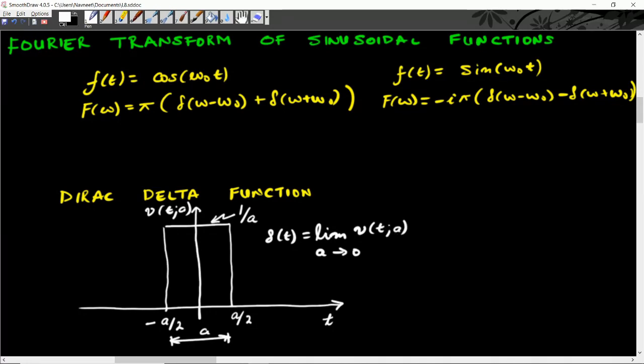We have also seen that the delta function can be represented by the sinc function with an amplitude dependent upon the parameter omega, and as omega tends to infinity, that is, the amplitude tends to infinity and the width of the sinc function tends to 0, we get the delta function.